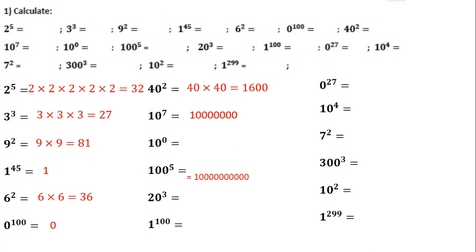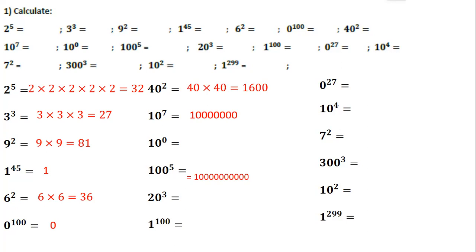Yes, Julia. Yes, miss. 10 to the power 0. This is a power of 10. What's the answer? 10. Julia, what do we take from the base? Nothing. We take 1. What do we take? 1. How many zeros do we add?